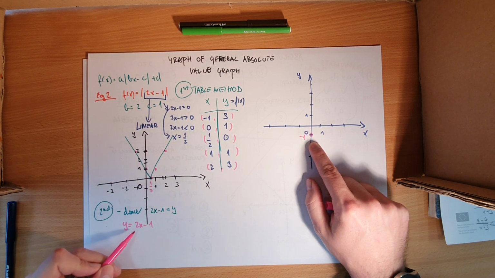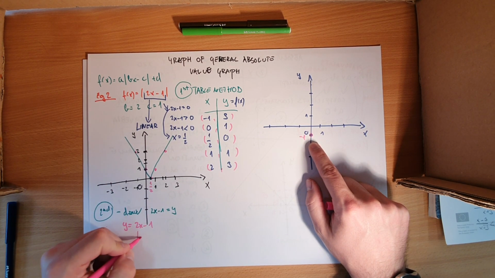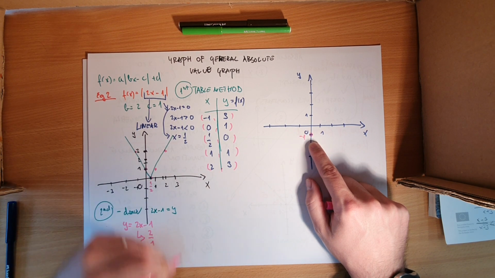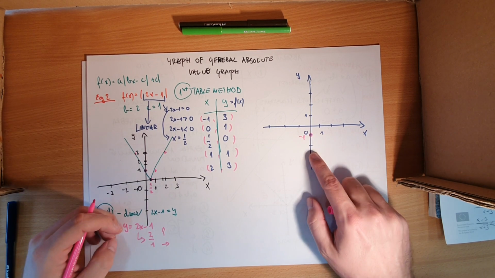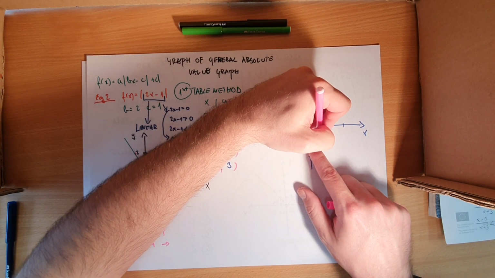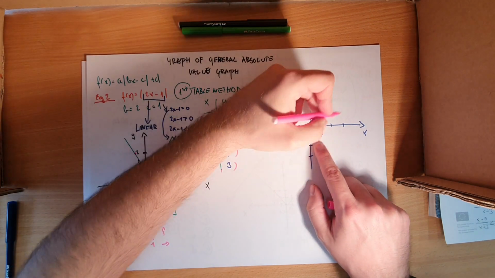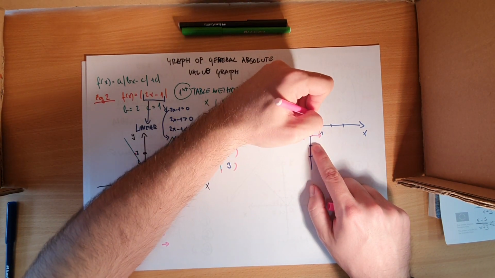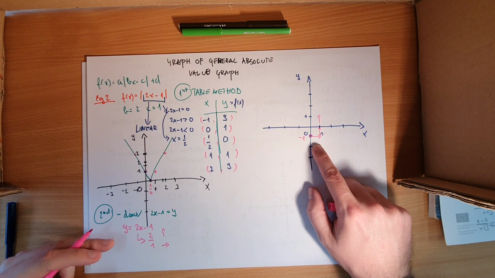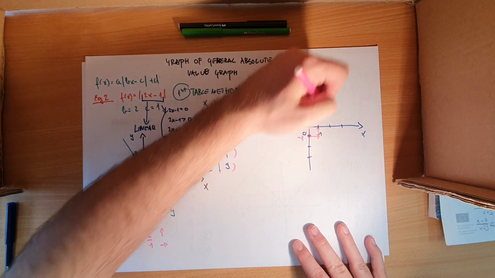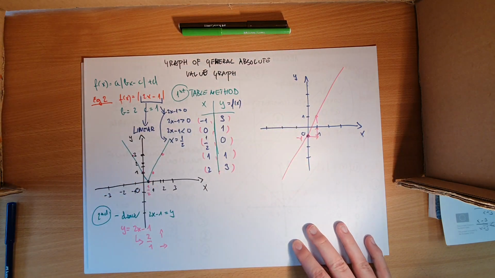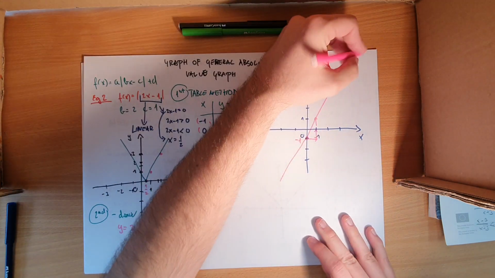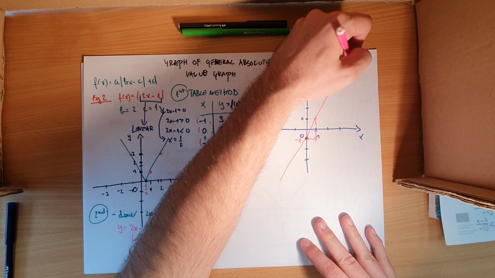Let's continue on with 2. What this means is that we have 2 over 1, which means that we are going 1 to the right and 2 upwards. So 1 to the right and 2 upwards, 1 and 2. Okay, so this is basically the slope-intercept method. And this is the line. This is 2x minus 1.